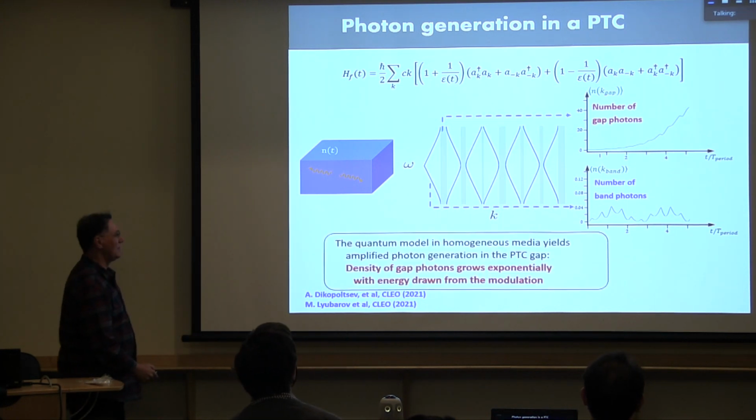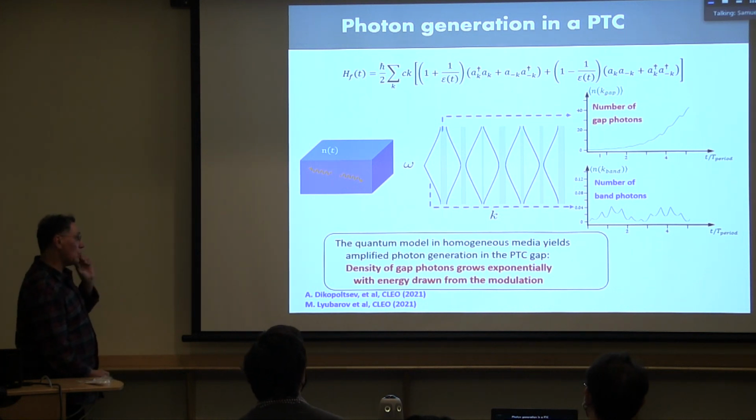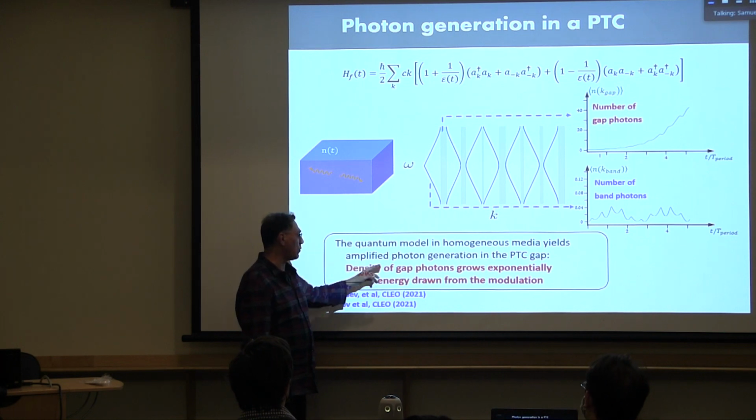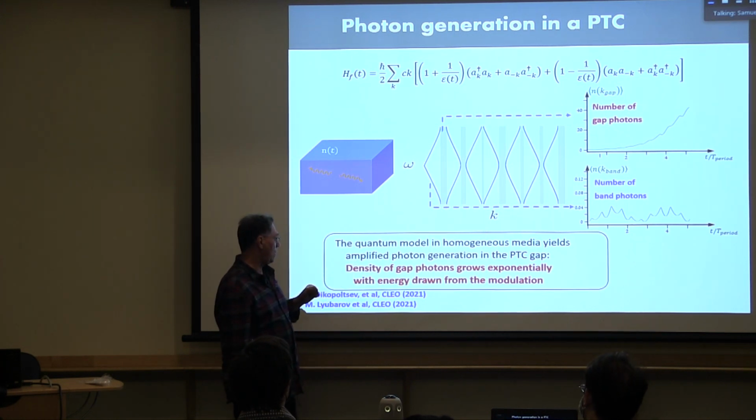Okay. So the quantum model in a homogeneous medium yields amplified photon generation in a band gap. The density of the photons goes up exponentially.